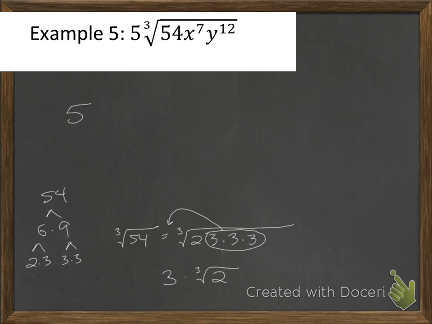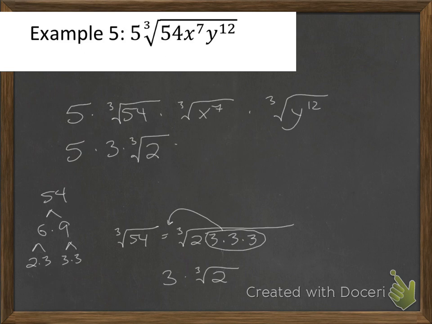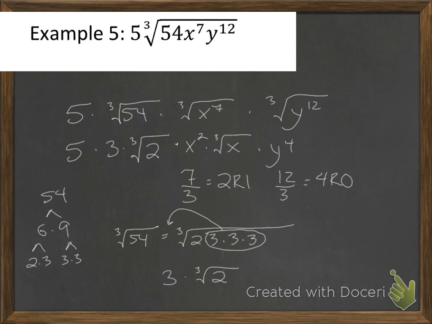So I'm going to have 5 times the cubed root of 54 times the cubed root of x to the 7th times the cubed root of y to the 12th power. So we already did the cubed root of 54. We said that that is 3 times the cubed root of 2. Let me rewrite that. Then we do our little dividing thing. 7 divided by 3 is 2. 3 times 2 is 6, so we have 2 remainder 1. Here 12 divided by 3 is 4 remainder 0. So this is going to become x squared times the cubed root of x to the first power, just x. This is going to just be y to the fourth power.